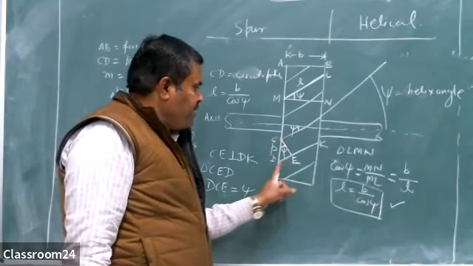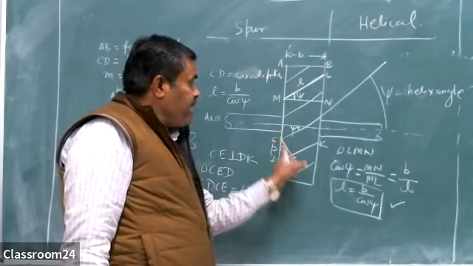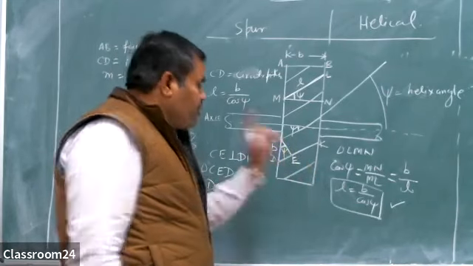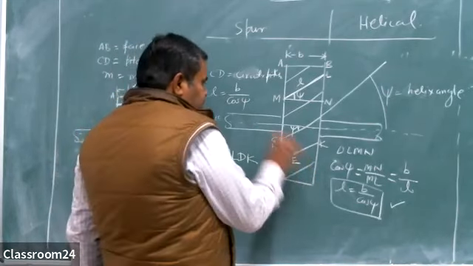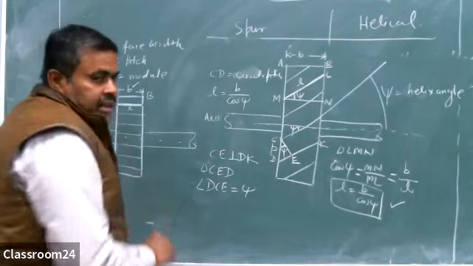Now, in this triangle, CD is the circular pitch, and CE is in the perpendicular direction of the tooth. That's why it is known as the perpendicular pitch, or you can say the normal pitch. So CE is known as the normal pitch. Let me write it here.